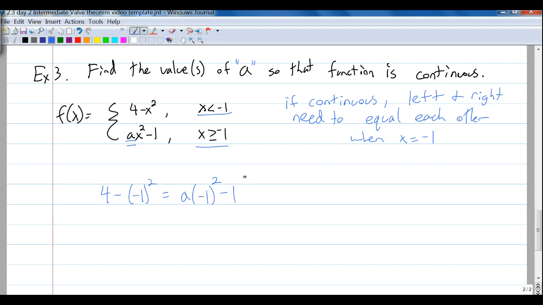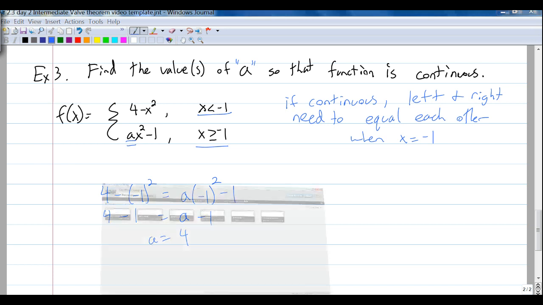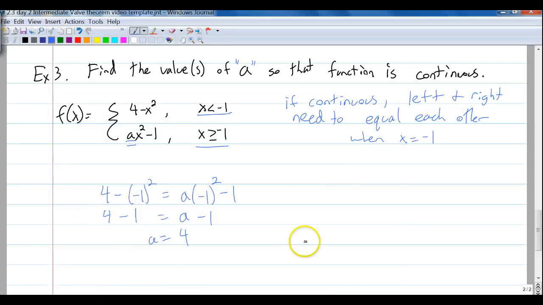So we're going to solve this. We get 4 minus, this becomes just a 1. This becomes a 1, or a minus 1. So this is 3 plus 1 is 4. A equals 4. So, in order for it to be continuous, a needs to be 4. Okay, so, and that's all we have.